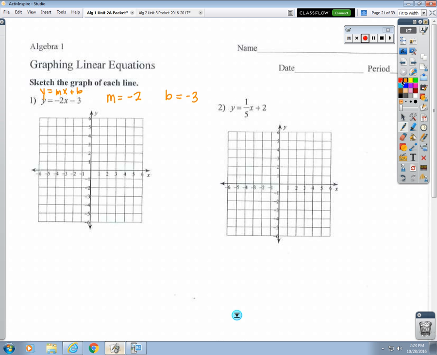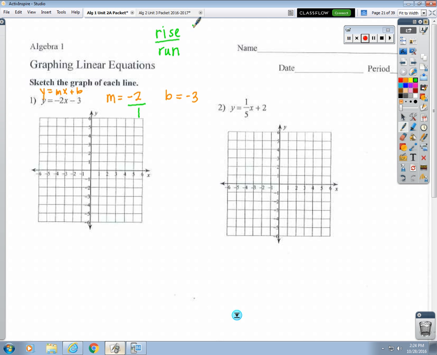Rise over run. And isn't rise over run a fraction? Well, right now, our slope is not in fraction form, is it? How can we easily make -2 a fraction? Put it over a 1. Now we have a rise and a run. You're not giving me your time.